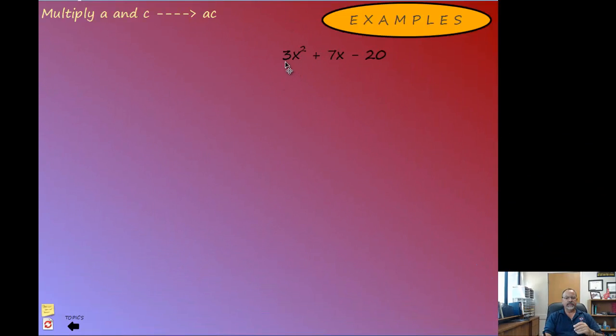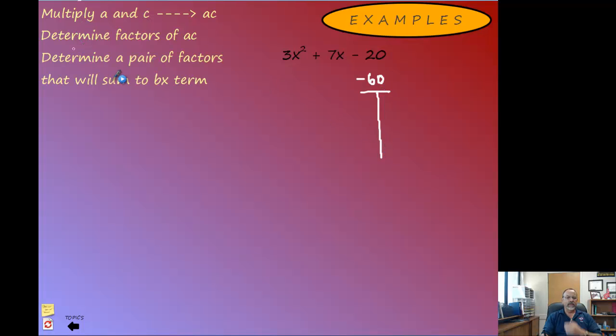So again, because this first value here is not a 1, I can use this process by doing this. So I multiply A times C. So 3 times negative 20 is negative 60. Okay, so that's step number 1. Step number 2 is I want some factors of negative 60 that add up to 7.